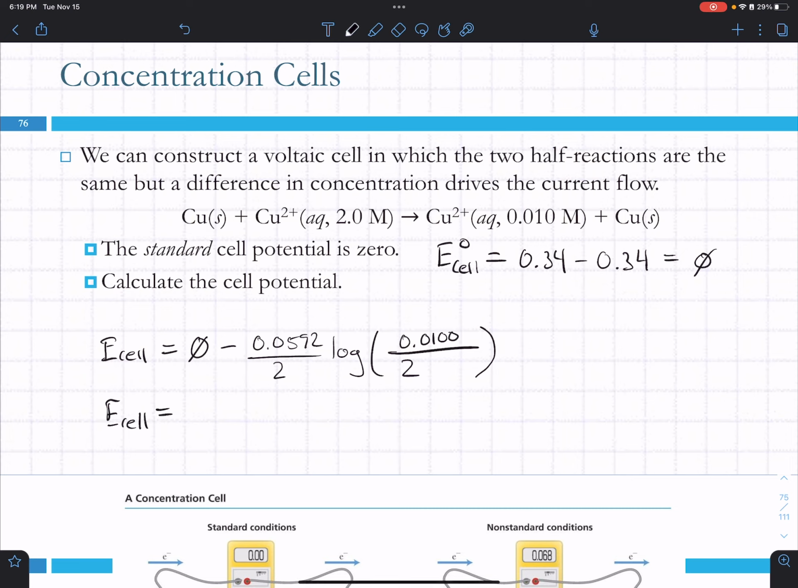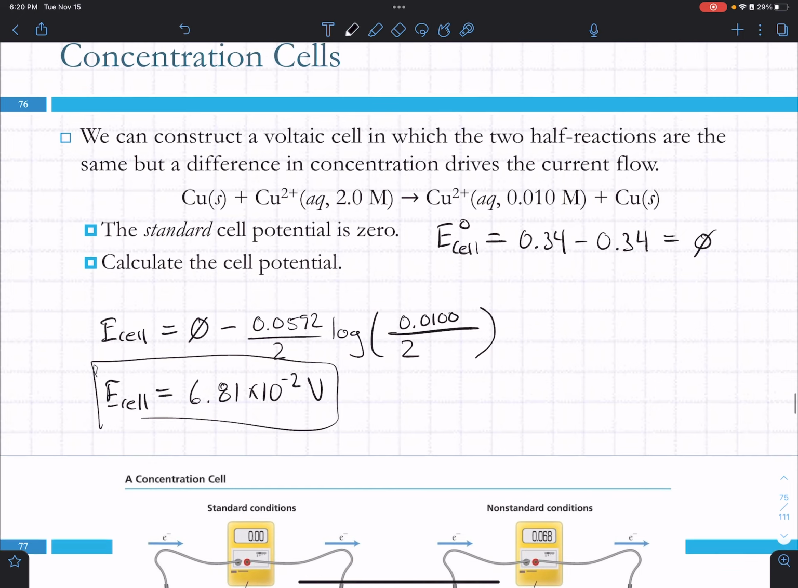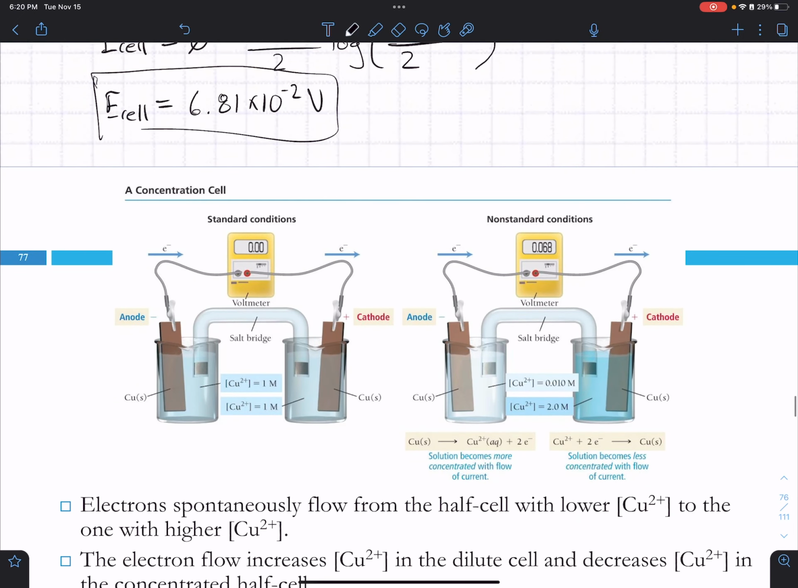So E cell is equal to 6.81 times 10 to the negative 2 volts, but it's still a positive number, even though it's a small one, so it's still spontaneous. So even though we have copper and copper, they still react. And so you would see that small voltage if you set up this system.